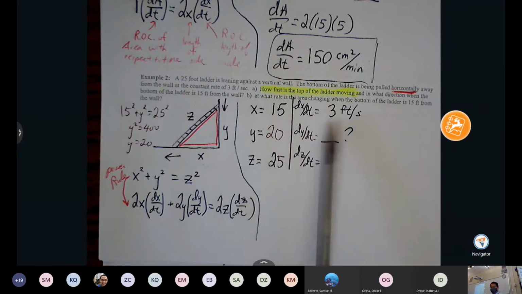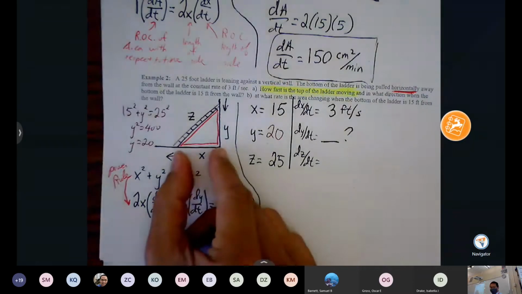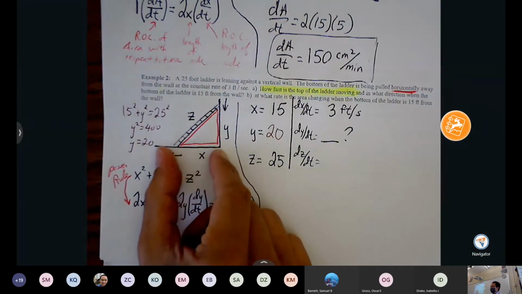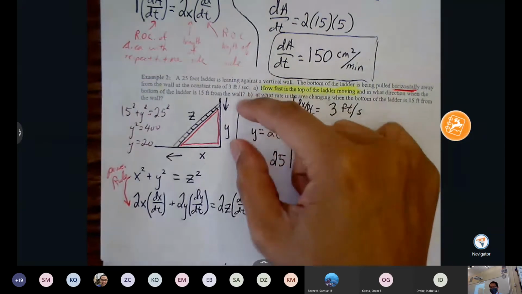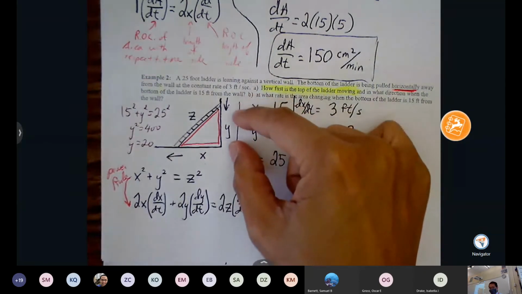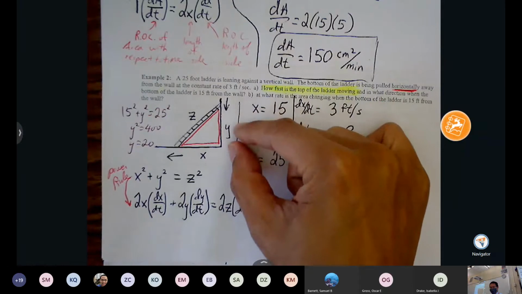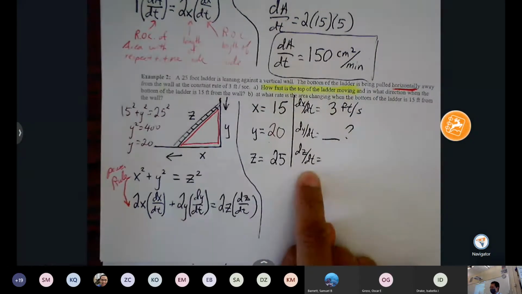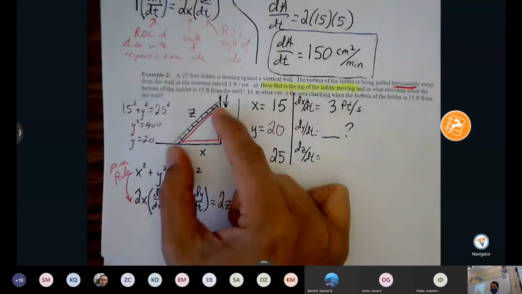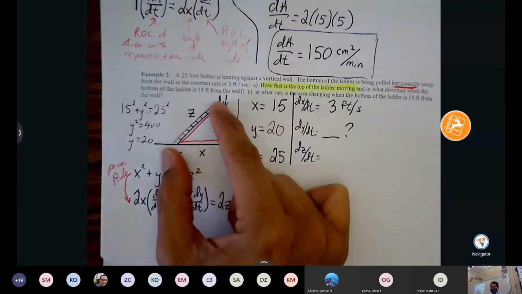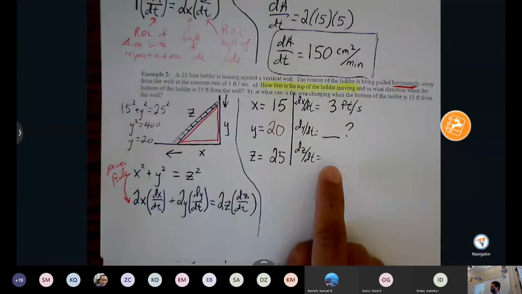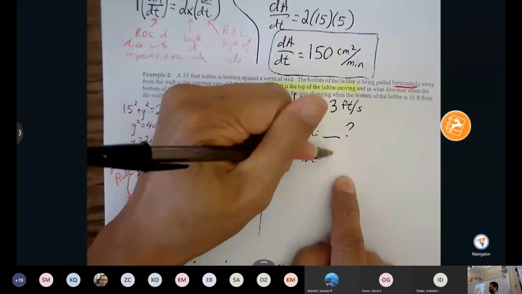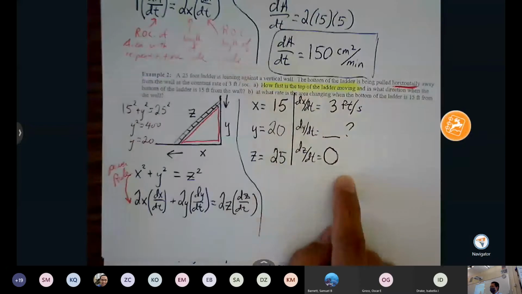Let me talk a little bit about what these represent. For dx/dt, the reason it's 3 feet per second is because this length is increasing at 3 feet per second. For dy/dt, we expect this to be a rate that is decreasing by some numeric value per second. So dz/dt is talking about the rate of change of this ladder. What do you think the rate of change is for that ladder? It's going to be 0. Why do you say 0? Because it's not going to change in length. Right, it's just 25 feet.